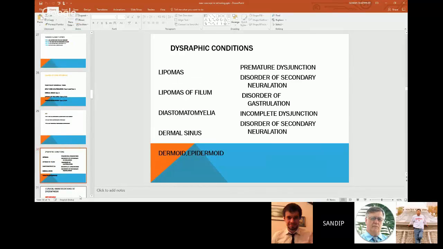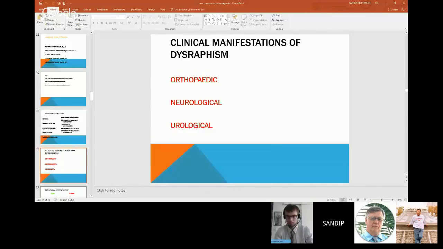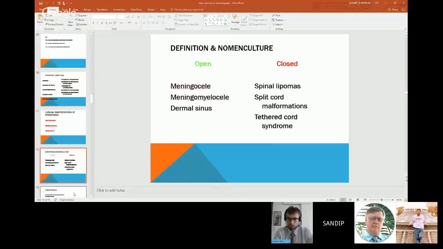So just to sum up the dysraphic conditions again, you have the disorders of primary disjunction, the lipomas. You have the disorders of secondary neurulation, like the lipomas of the filum. You have the disorders of gastrulation, the split cord malformations. You have the disorders, again, of incomplete disjunction, which causes the dermal sinus. And, of course, the disorders of secondary neurulation, which can cause a number of manifestations, including a dermoid. And the clinical manifestations of these conditions would be orthopedic, urological, or neurological.